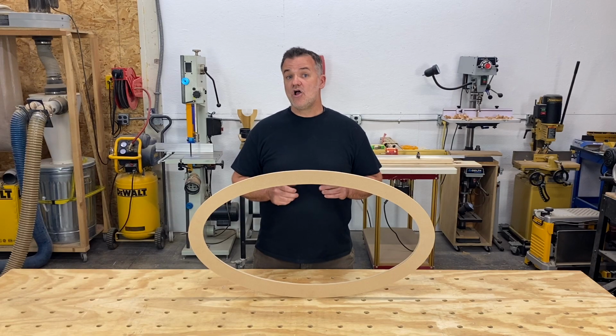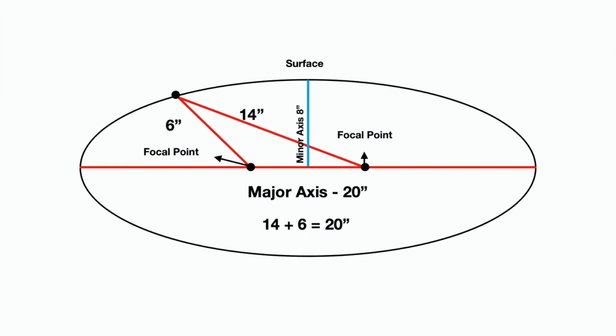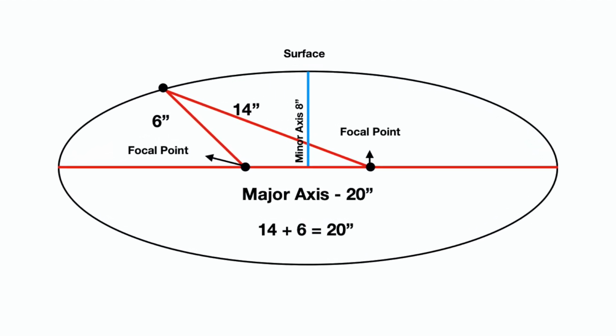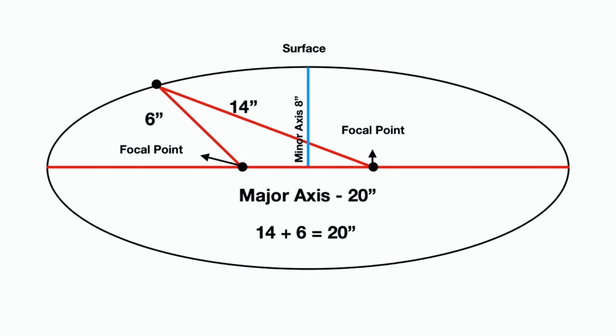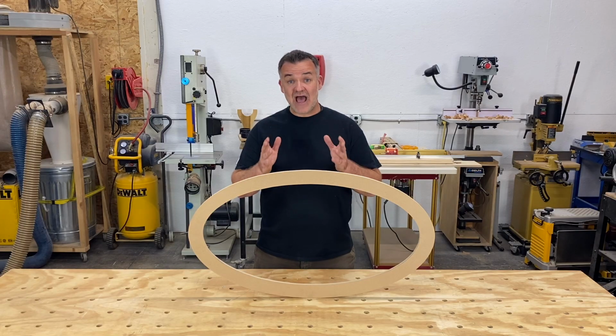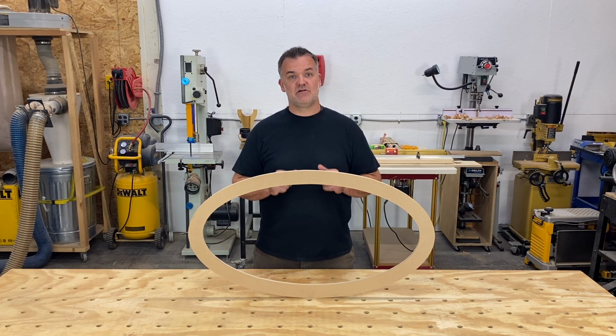Here's another example. The right focal line is 14 inches, so the left focal line must be 6 inches. 14 plus 6 equals 20 inches, the major axis. In this one, the right focal length is 3 inches, so the left must be 17 inches. 3 plus 17 equals 20 inches. And that's how simple the ellipse theorem is.